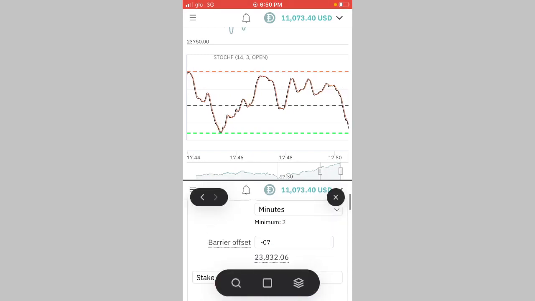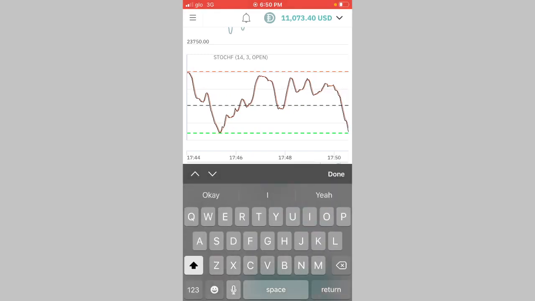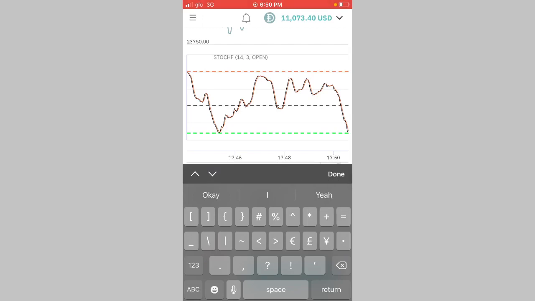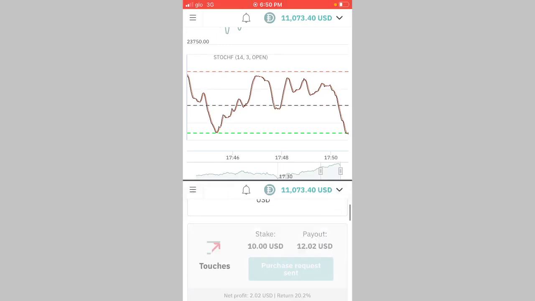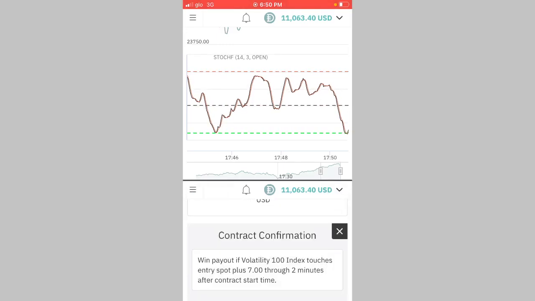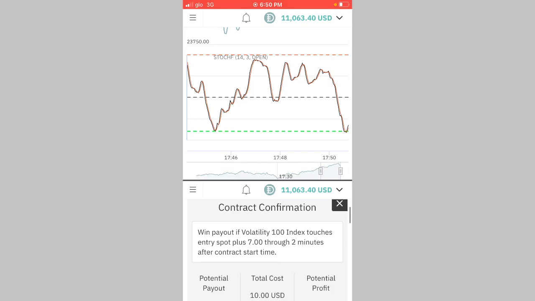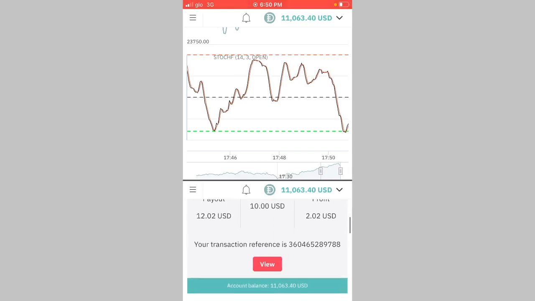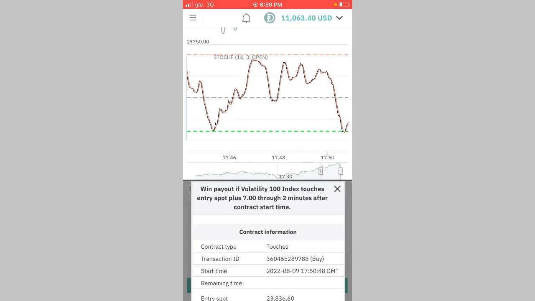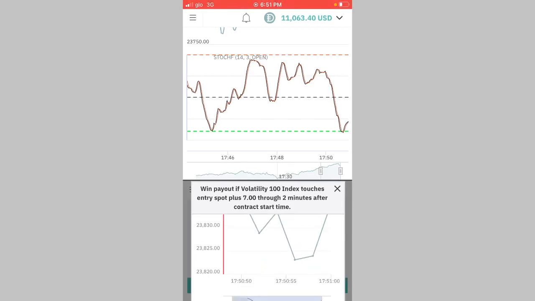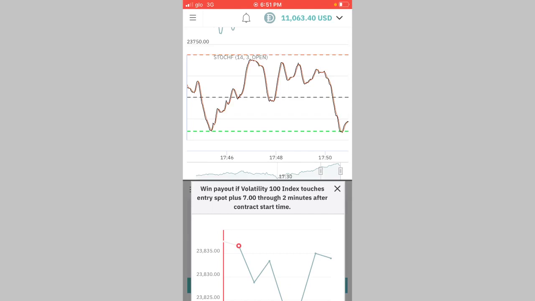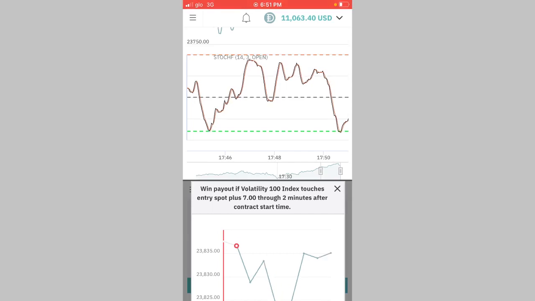So it's now coming to the resistance side. I will change it to plus 70. Okay, so it crossed already. Let's just buy. Okay, let's view what it's doing. Let's just wait.